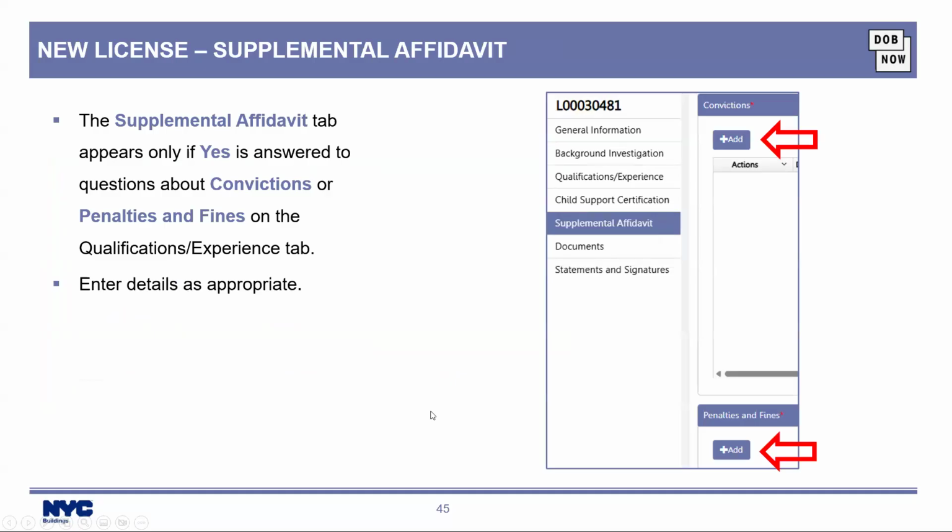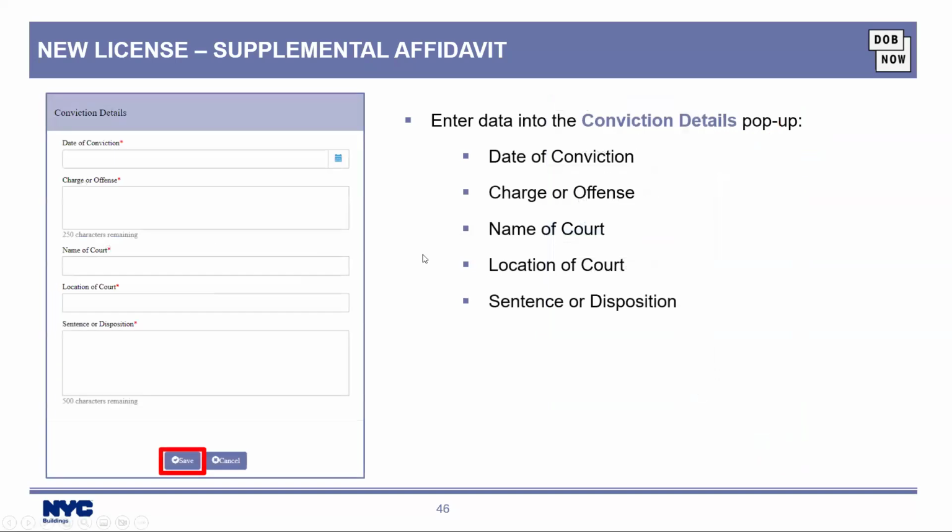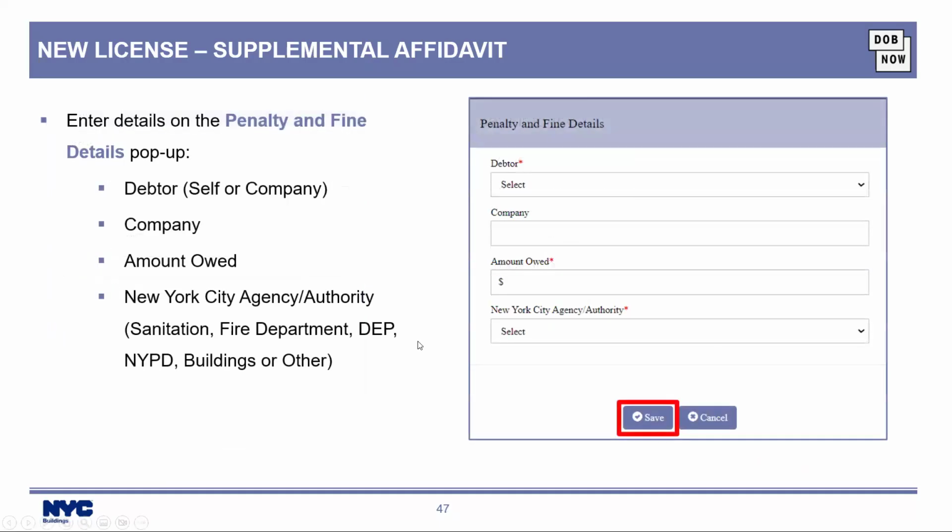The supplemental affidavit tab, as we talked about, appears only if you answered yes to the questions about convictions or penalties and fines on the qualifications/experience. Enter the detail. So if you click on plus add under conviction details, you need to enter the charge or offense, the name of the court, the location of the court, and the sentence or disposition. And that, again, can be repeated if there's more than one.